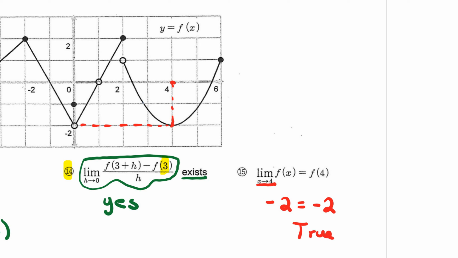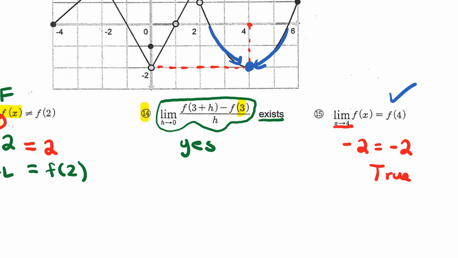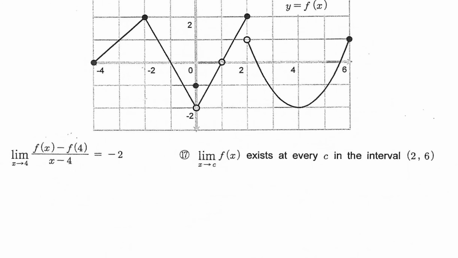Okay, so just draw the left-hand limit there, the right-hand limit. They both approach a height of -2. And this point right here also has a height of -2, so that statement is definitely true. Okay, so we move on to question number 16 now.